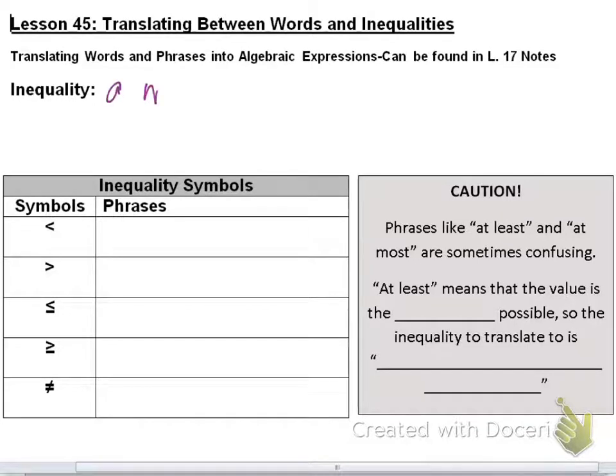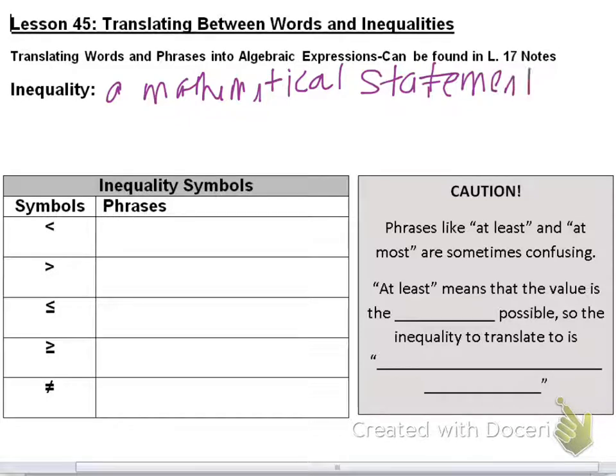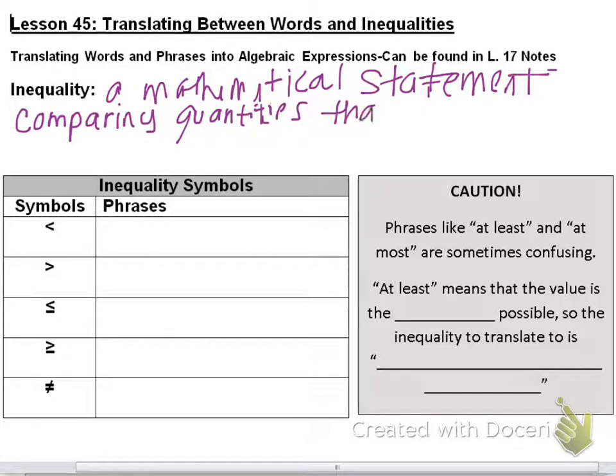statement comparing quantities that are not equal. Hence the word inequality.